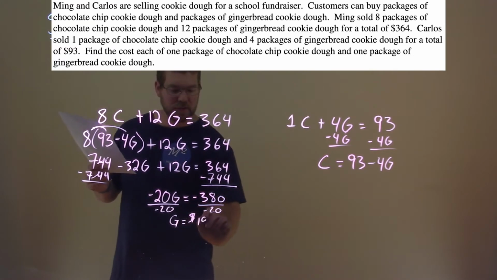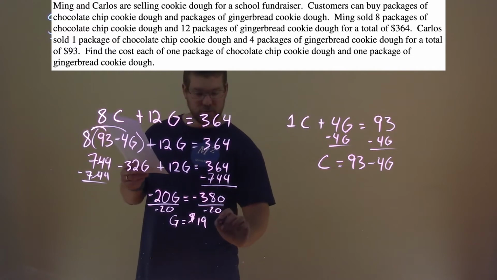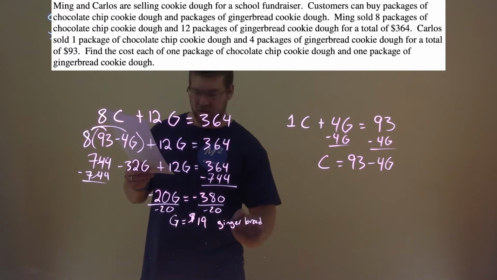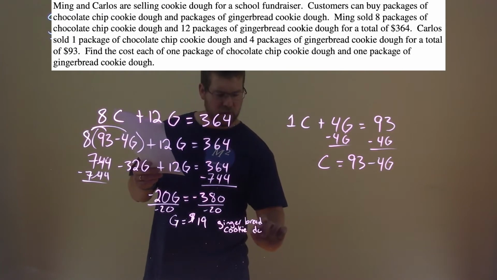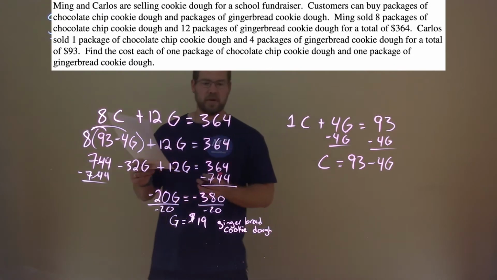And so this G represents the price of the package of gingerbread cookie dough, which I don't think I've ever had. I don't know if I'd even like it, to be honest. But cookie dough. Okay? So $19 is the price of the gingerbread cookie dough.